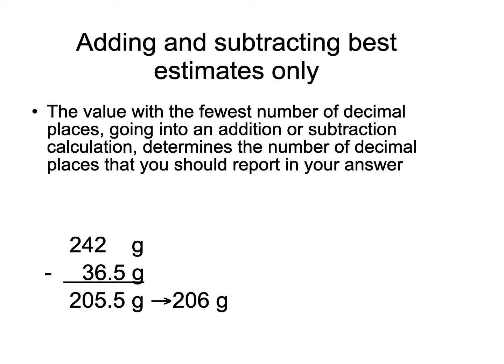The final answer, 206 grams, needs to end on the same decimal as the term in the calculation with the fewest decimal places. Saying that the final answer is 205.5 grams would be a mistake, because it would imply that this quantity is known more precisely than it really is.